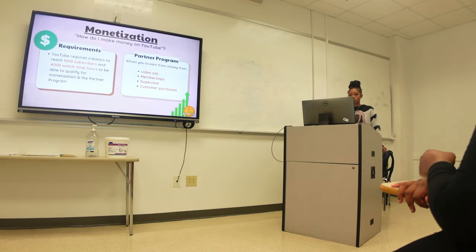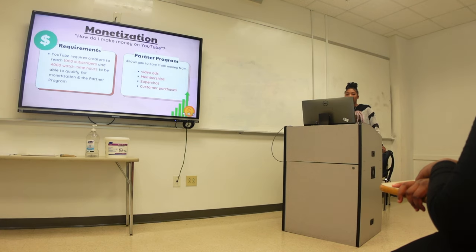Now, how you make money on YouTube. If you decide to take your YouTube seriously and you want to get paid, YouTube requires creators to reach 1,000 subscribers and 4,000 watch time hours, meaning how long your subscribers are watching your videos.